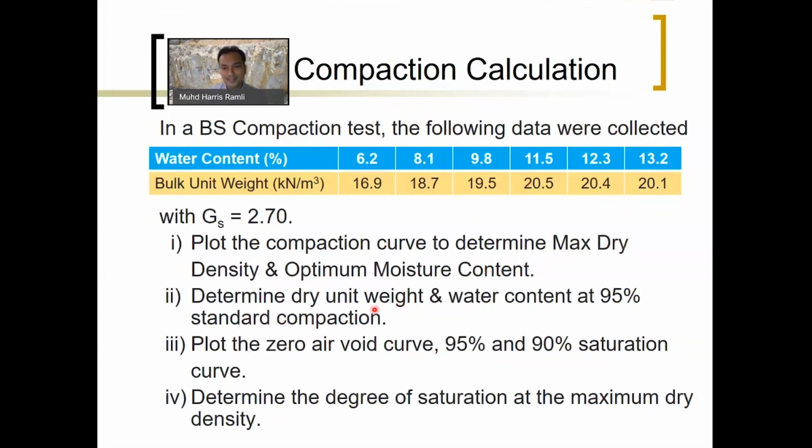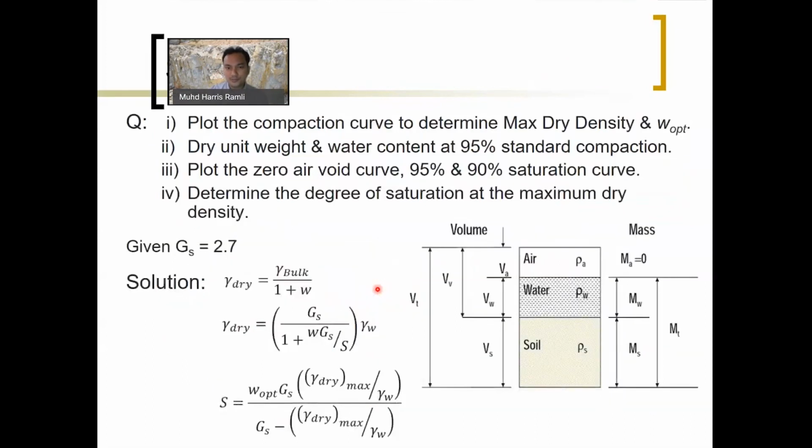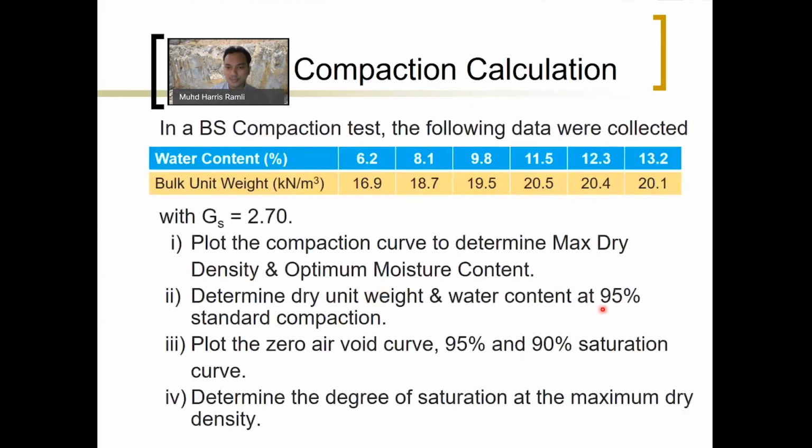Okay, second, determine dry unit weight and water content at 95% of standard compaction. At 95% of standard compaction means that the value you get at the peak of your curve, you multiply by 0.95. Once you multiply by 0.95, you will get the dry unit weight. And after that, we'll be able to get the water content at 95%. That is the water content at 95%.